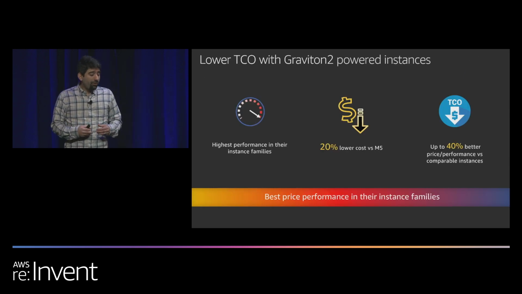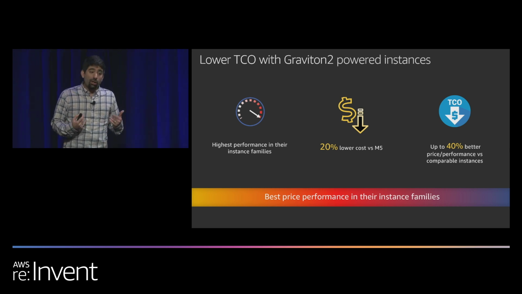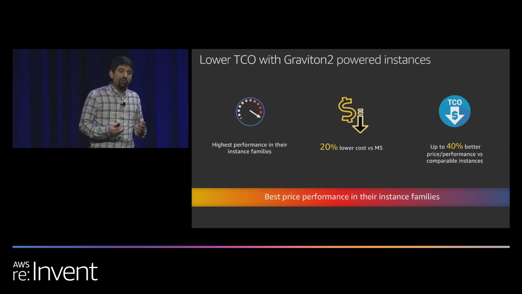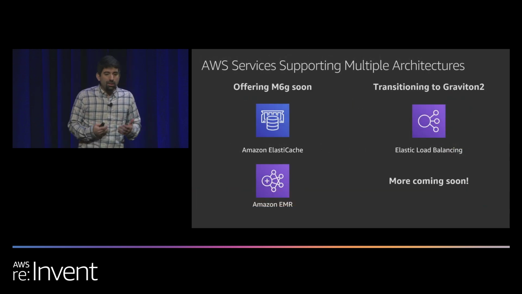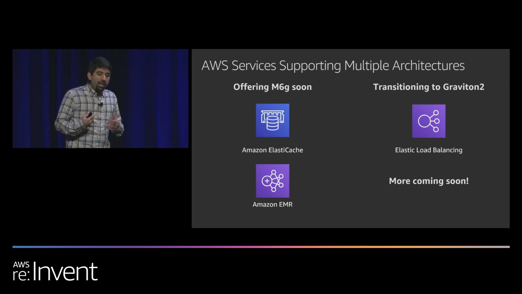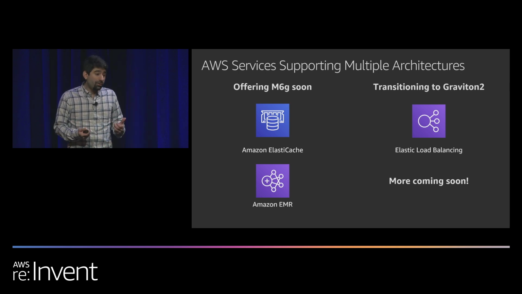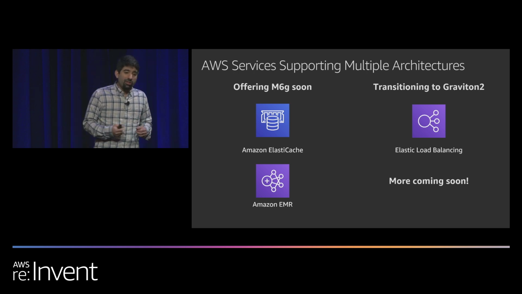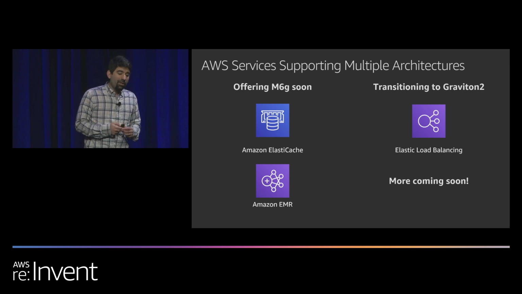So with this, we have instances that are some of the highest performing in their instance families. They're 20% lower cost than an M5, and up to 40% better price performance than those comparable instances. Now, since we launched A1, various teams inside of AWS have started making their code multi-architecture. And the Amazon ElastiCache and Amazon EMR teams are going to be offering M6G instances as options in the coming months. And the Elastic Load Balancing service is going to be transitioning to Graviton 2-based load balancers as well. Beyond this, there's going to be a lot more coming soon.